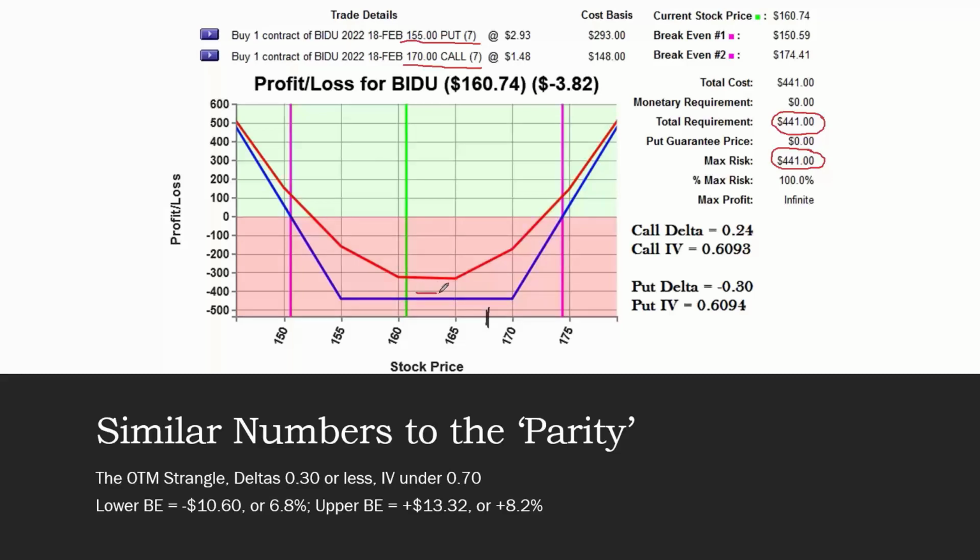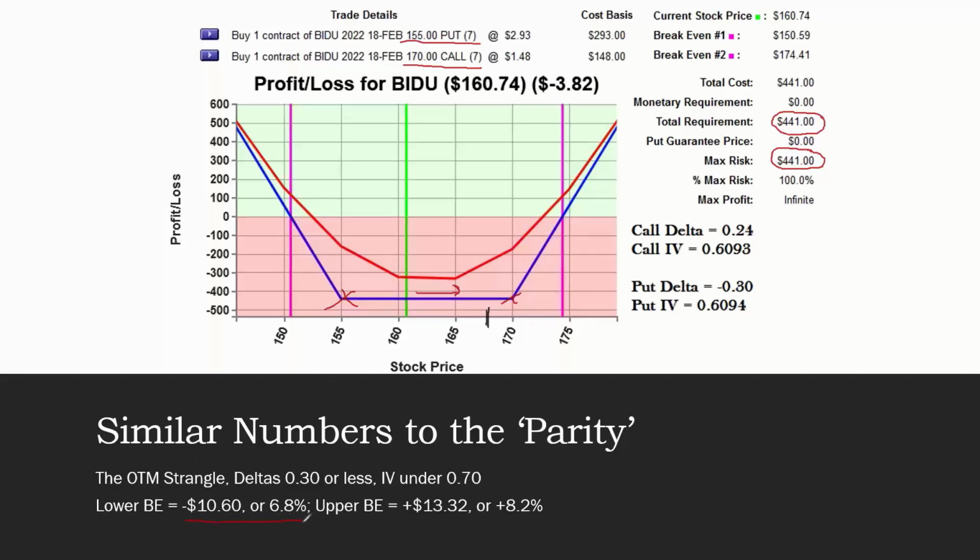However, in this case, if the stock stays between the strikes, there is no intrinsic value on the out-of-the-money call and the 155 out-of-the-money put. They just both go to zero very quickly. Implied volatility is probably going to decline a little bit. The options are going to go to zero after the event, or close to it, if the stock's between those strikes, so you lose the full $441. The upper and lower break-evens are pretty much the same.